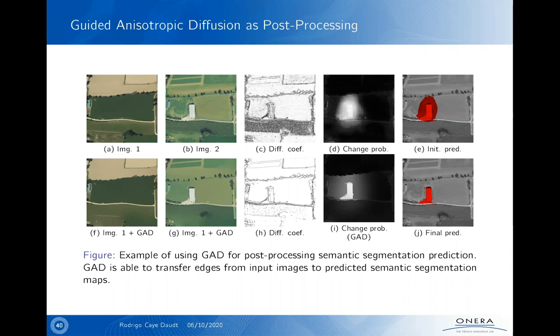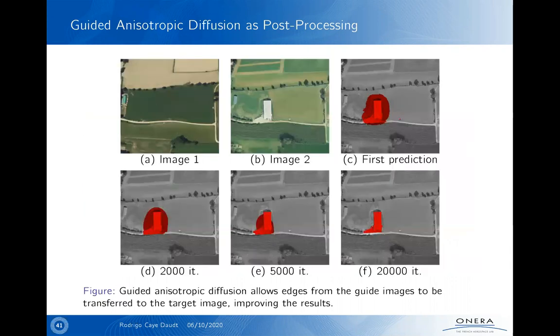This is an ideal case, but it works many times. And then with more iterations, it diffuses more. This is a hyperparameter that needs to be tuned. But if chosen appropriately, we can get really good results.